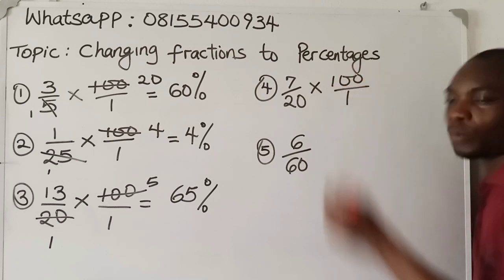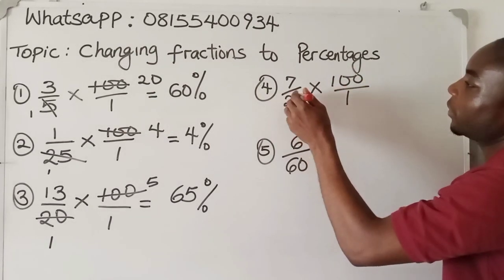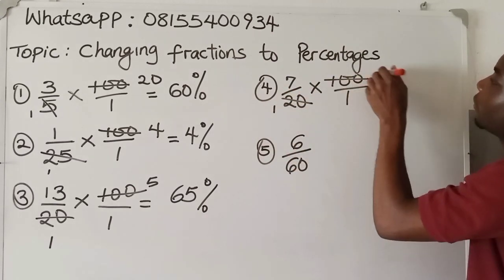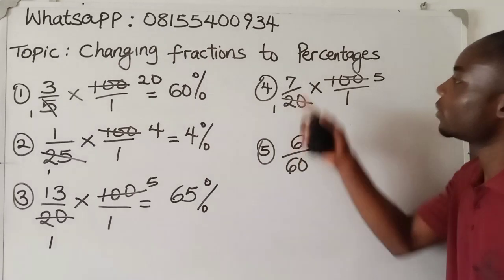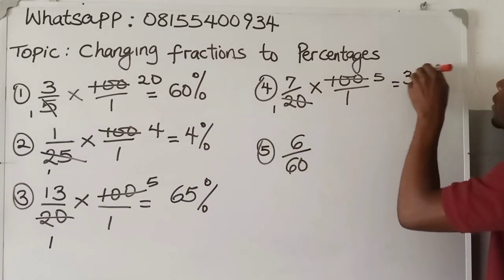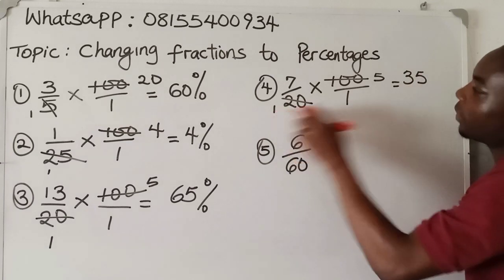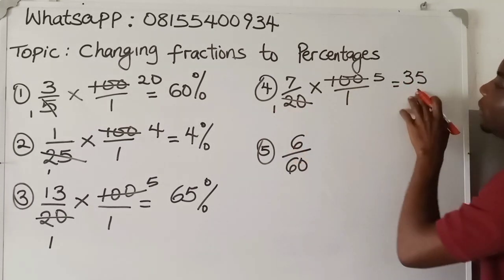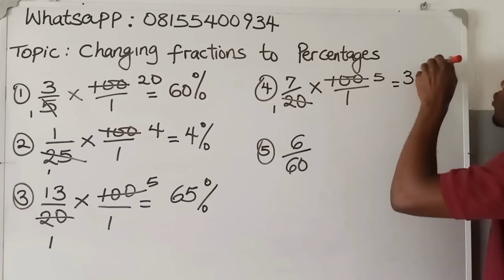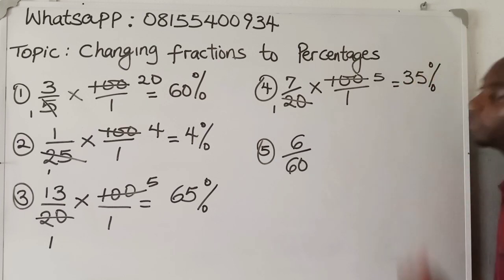All right. So the next question, multiply this by 100 as well, 100 over 1. So we can say 20 into itself once, 20 into 100 5 times. So we're left with 7 times 5, which is 35. So we'll write out our 35 over 1 times 1. 1 times 1 is still 1. So 35 divided by 1 is still 35. So we'll write our 35%.